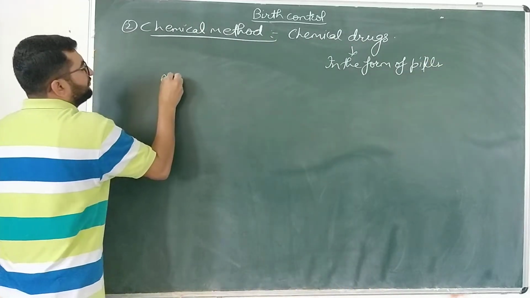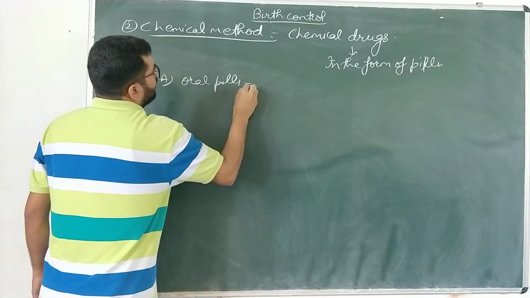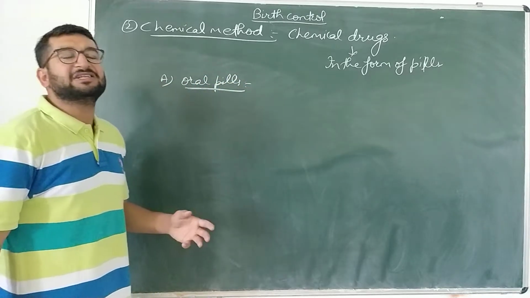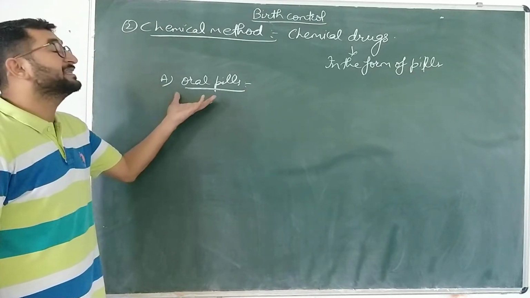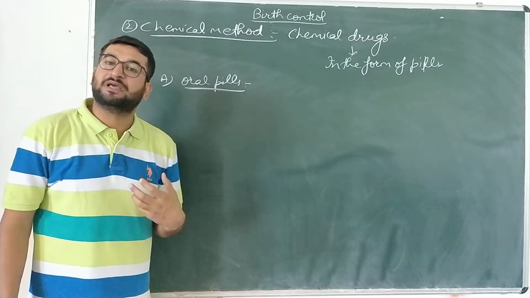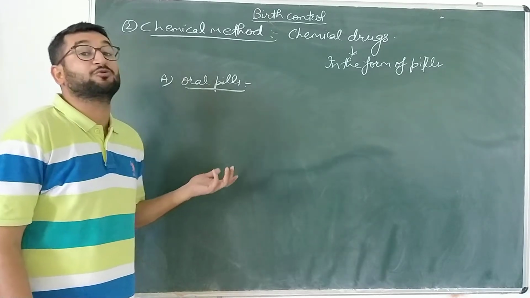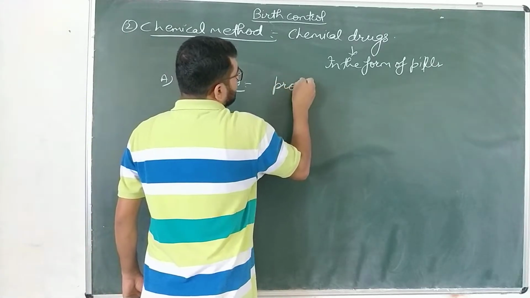There are two kinds of pills which can be taken by a female to prevent fertilization. The first ones are oral pills. As their name indicates, these are the chemicals which are to be taken by a female through the oral route, through her mouth.